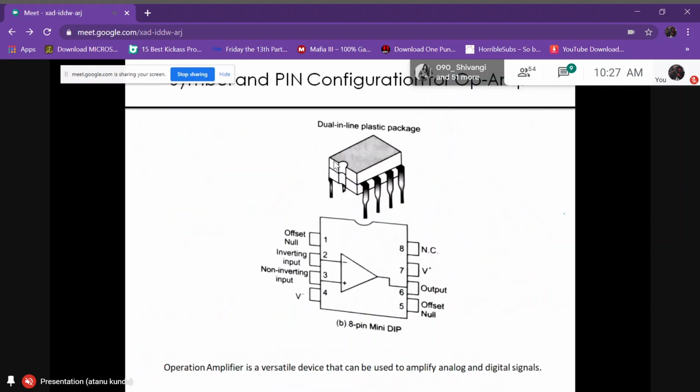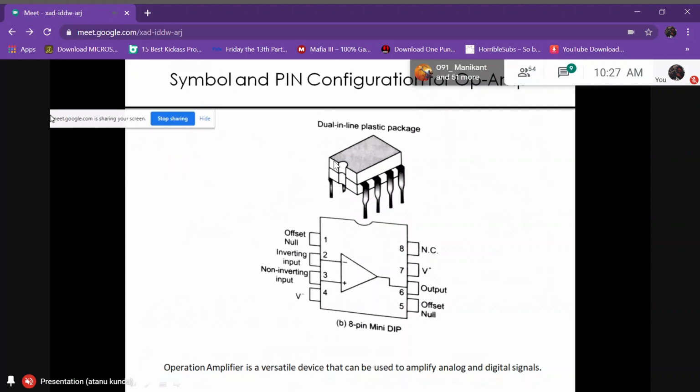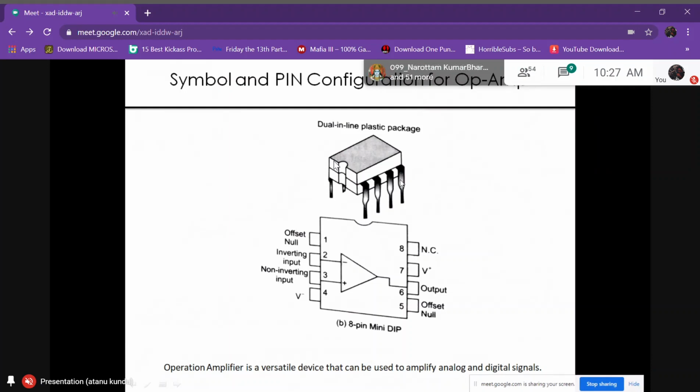Now, as you know, the op-amp is basically an IC, and we learn this IC. This is an 8-pin IC, right? And the internal circuitry we will also learn, as I told you. So first learn this IC. This is an 8-pin IC. Different types of IC configuration are there.